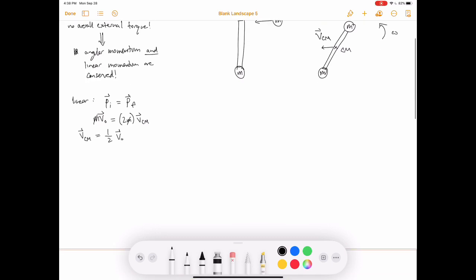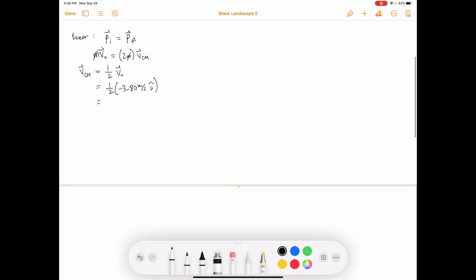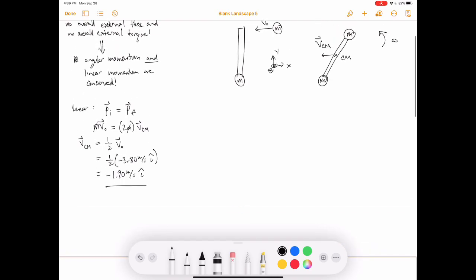Okay, so that's pretty simple. v0 is just minus 3.80 meters per second i hat, just to indicate that we're moving to the left in this coordinate system where x goes to the right and z is coming out of the page like this. That's the coordinate system we're thinking of. And so a half of that is minus 1.90 meters per second i hat. So that's the final velocity of the center of mass of the system.